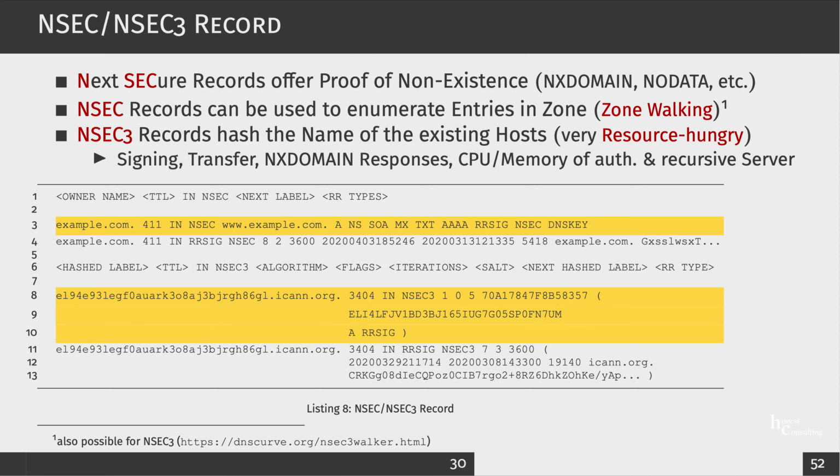So it's very, very resource hungry. The signing process needs more resources. Transfer of the data needs more resources. The calculation of the NX domain responses takes more resources. So it means more CPU and memory are involved on your authoritative systems and on the recursive systems.